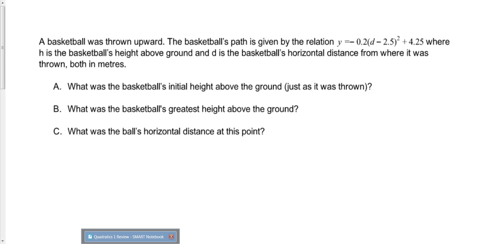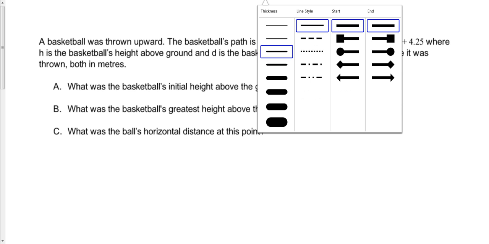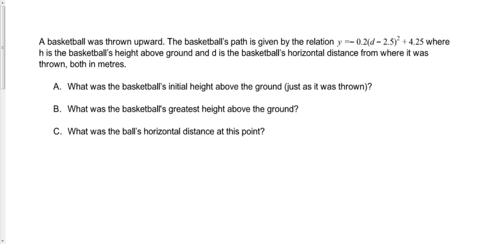Part A says, what was the basketball's initial height, the starting height, above the ground, i.e. just as it was thrown? If we want to figure that piece out, we first need to realize that the equation we're given in the word problem is a quadratic equation, because the highest exponent here is 2. And not only is it a quadratic equation, it is a quadratic equation in vertex form.